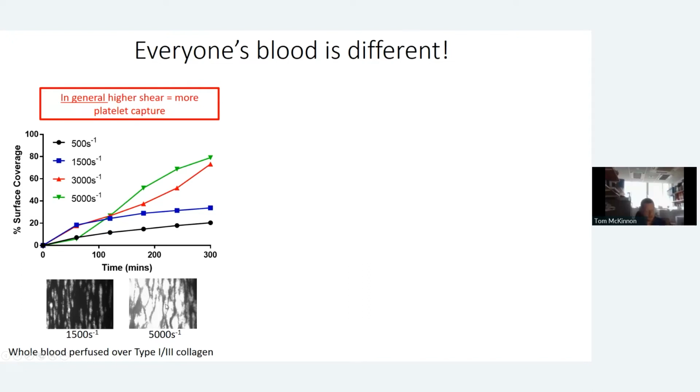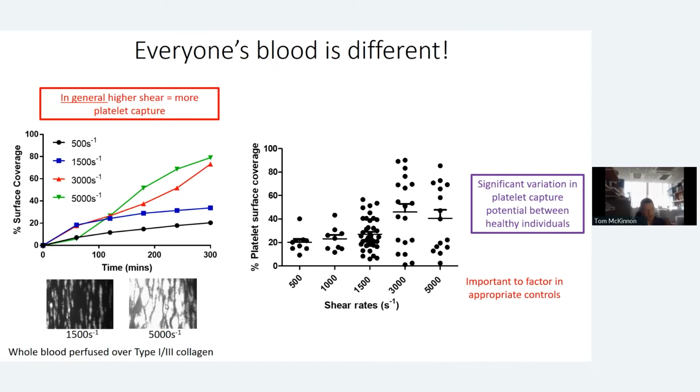However, recently we've been doing quite a lot of work just with healthy blood. So people are screened, we're making sure that they're not on any antiplatelet drugs. But specifically, what's been very, very interesting to note is that the variation in platelet capture has been quite profound. Some people have very high levels of platelet capture, other people have very, very low levels.